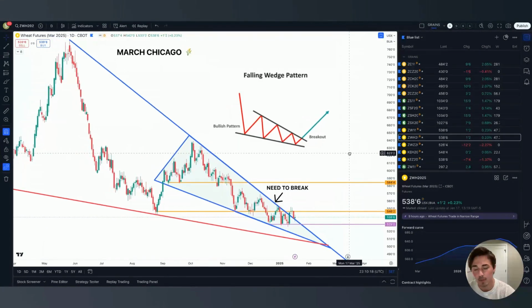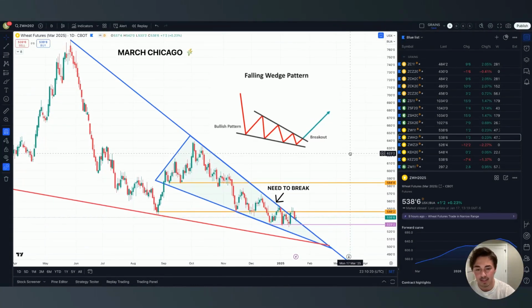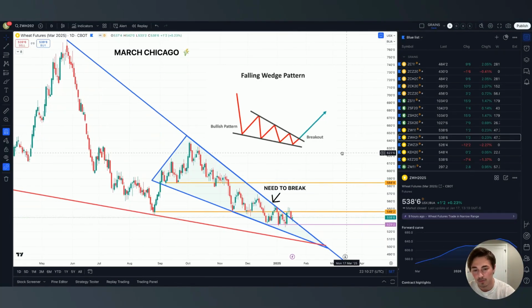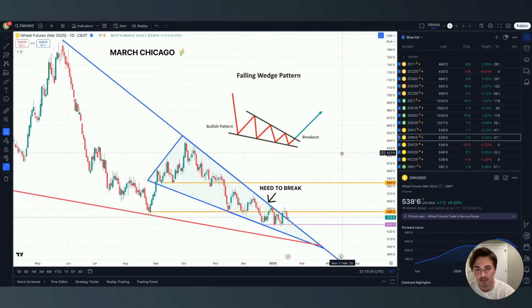Next, taking a look at March Chicago wheat. Kind of the same situation here. We did bust this downward trend from May, but we're kind of just hovering right above it. So I do think wheat is still in a decently bullish pattern. I still think we're in a falling wedge, which is a bullish pattern. But really, we just need to continue to hold these lows.